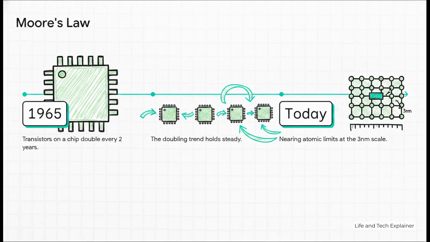But look at the far right of the timeline there. Today, we're manufacturing chips at the 3-nanometer process node. At 3 nanometers, a transistor is, well, it's roughly 10 to 15 silicon atoms wide. We aren't just hitting engineering limits anymore. We are literally bumping up against the fundamental laws of atomic physics.